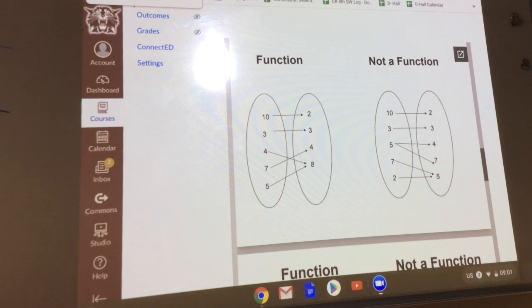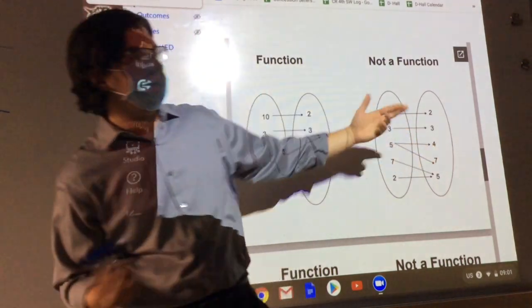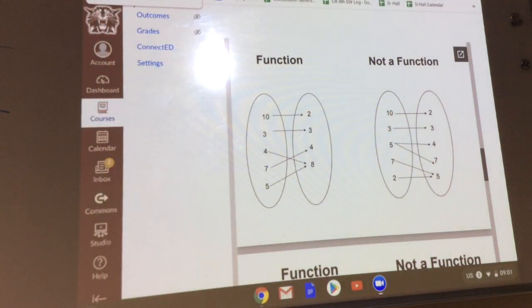All right, so is everybody cool with the bubble maps real quick? Why one's a function, why one's not a function? Okay, good. And again, you can see by this 5 right here, notice that it's going to both numbers, so that's the reason it's stepping out.